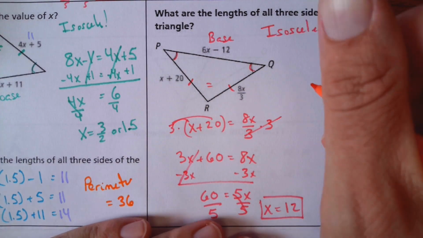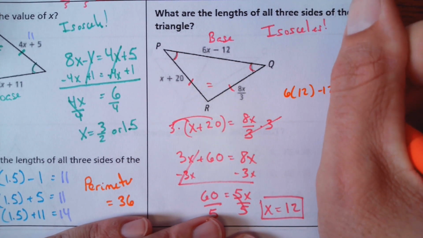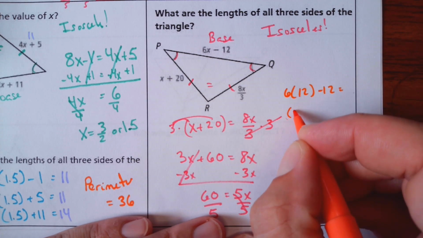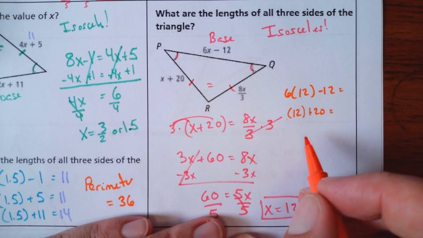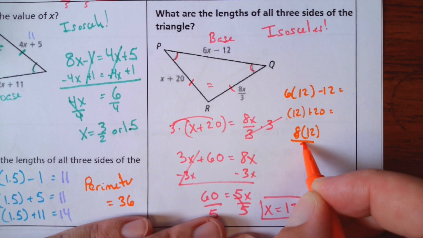So here we go. I'm going to take my time and set up. So we're going to have 6 times 12 minus 12. That's going to give us this one. Then we're going to have just 12 plus 20 is equal to that one. And then we're going to have 8 times 12 over 3.